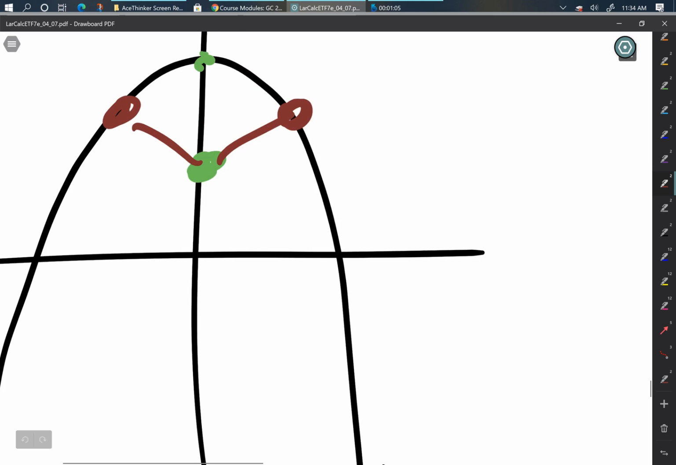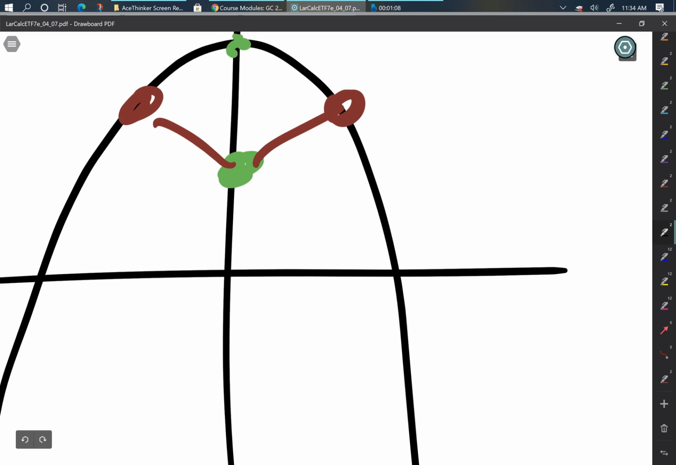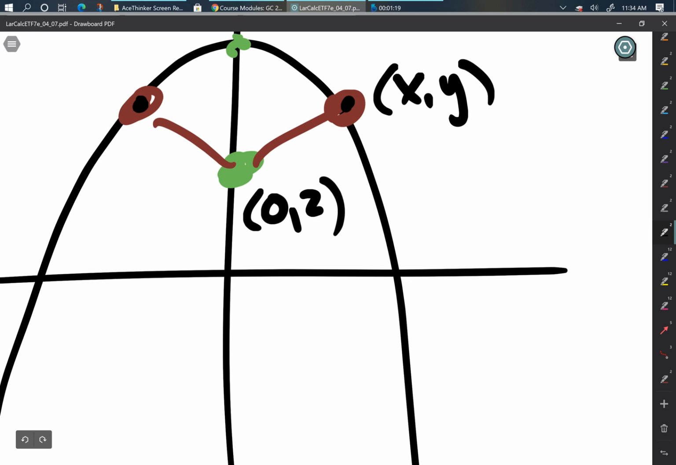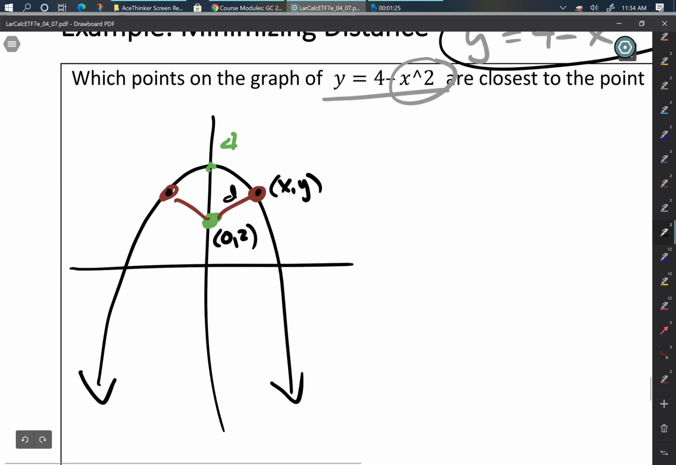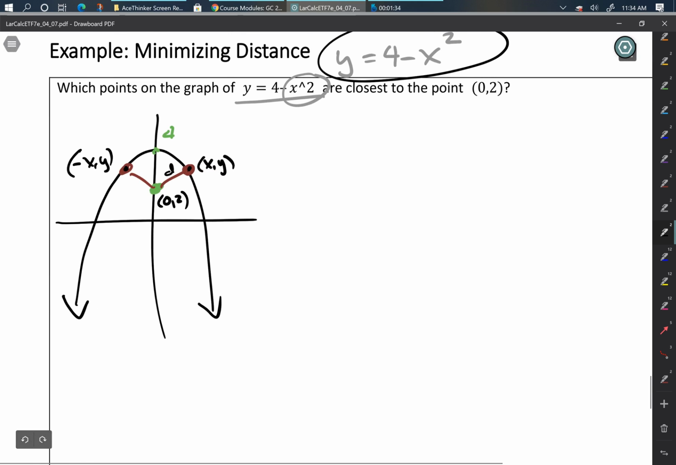Right? So if I zoom in on this, there's our point (0, 2). And these two values, there and there, are some (x, y) where this distance is minimized. And then I'm pretty sure that this one over here would just be (-x, y), the mirror image of that because of symmetry and all that. Okay, so I think I understand what's going on here. I want to find that point that's closest to the green point, the brown point that's closest to the green point. Right? Closest means to minimize distance.